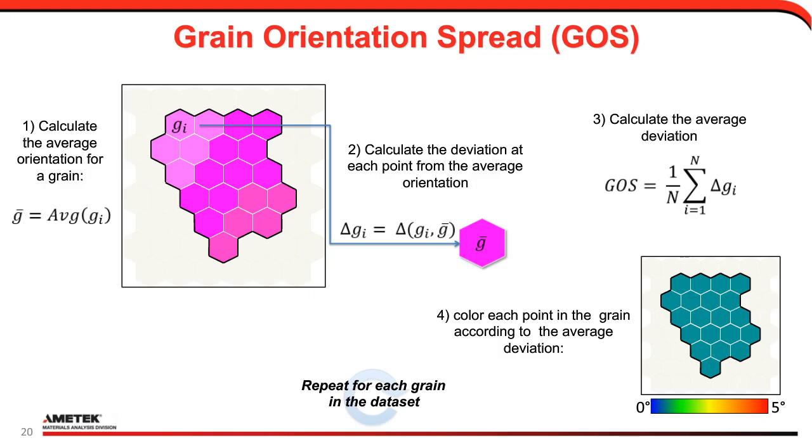And so each point in the grain in this case gets the same color, because you're just looking at the average. And once again, we repeat that for each grain in the data set, and then we end up with a map where each grain is colored according to this average deviation. So you can see which grains have a lot of misorientation in them, and local changes in orientation, versus those grains that may be very clean, and recrystallized grains, for example.